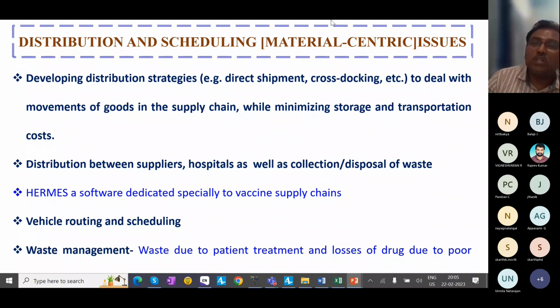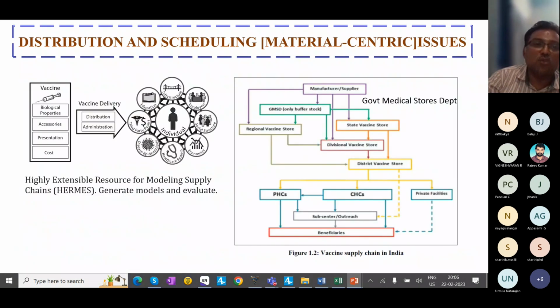And please note down, there is an open source software available named HERMS, which is exclusively for designing vaccine supply chain, distribution supply chain. So this is again connected with vehicle routing and scheduling and waste management. Waste may be due to patient treatment. You have blood samples collected for diagnosis. So all this waste, how are we going to deal with this biomedical waste? So this can also be an issue connected with distribution and scheduling.